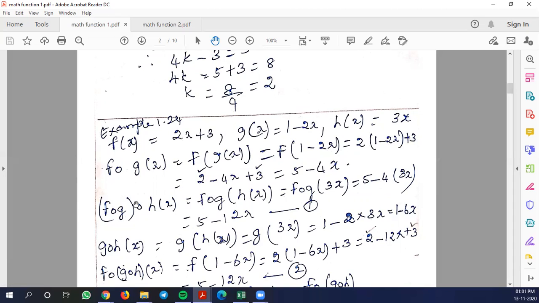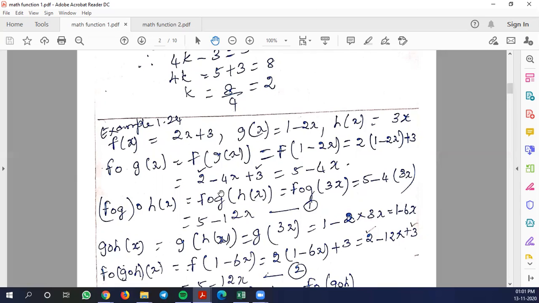So f of g of h, that's equal to f of g of h of x. Now, f of g, you can keep it as it is. What is h of x? 3x. h of x is 3x. Now this one is to be taken as x. So wherever you have this x, you have to substitute the value as 3x. Coming to this one, f of g. What is f of g of x? It is 5 minus 4x. That we found already. So 5 minus 4, what is our x now? 3x. So you have to substitute the value as 3x now.